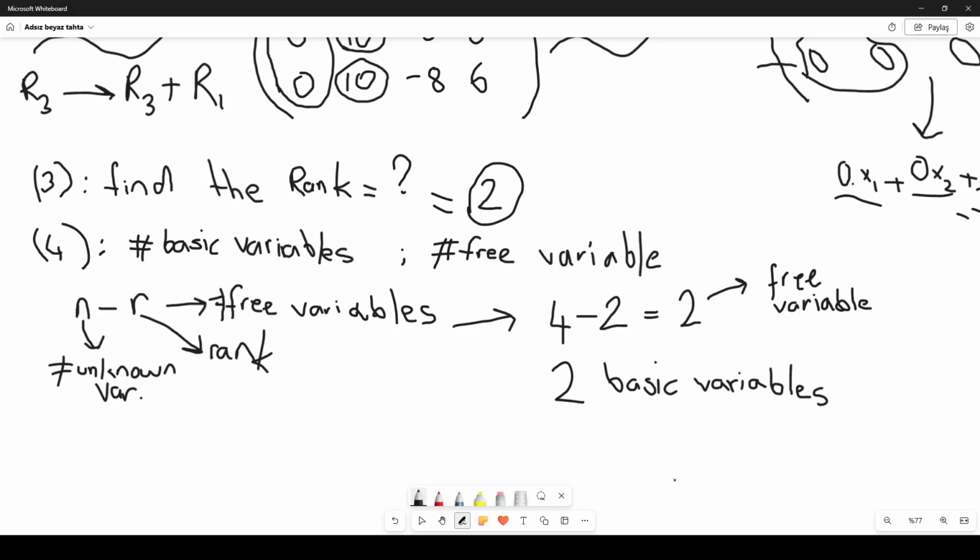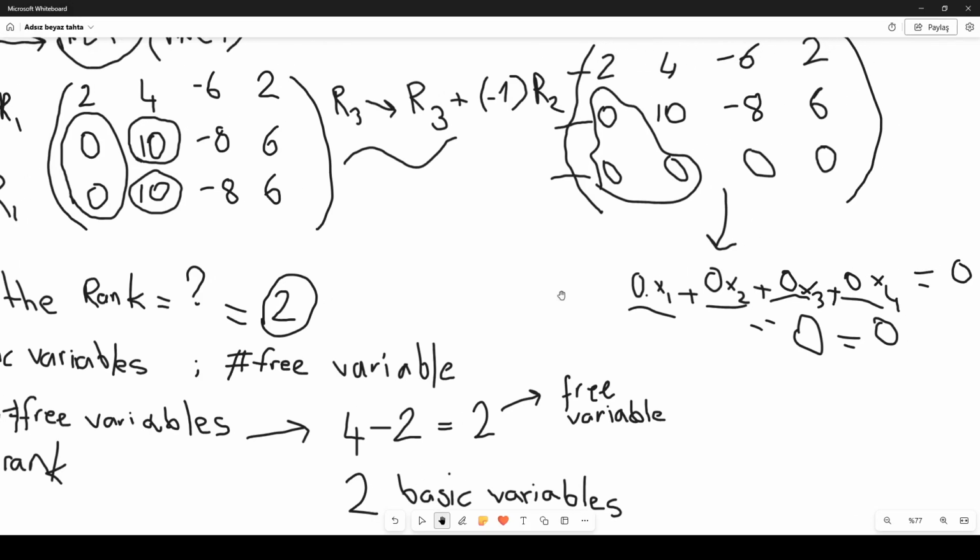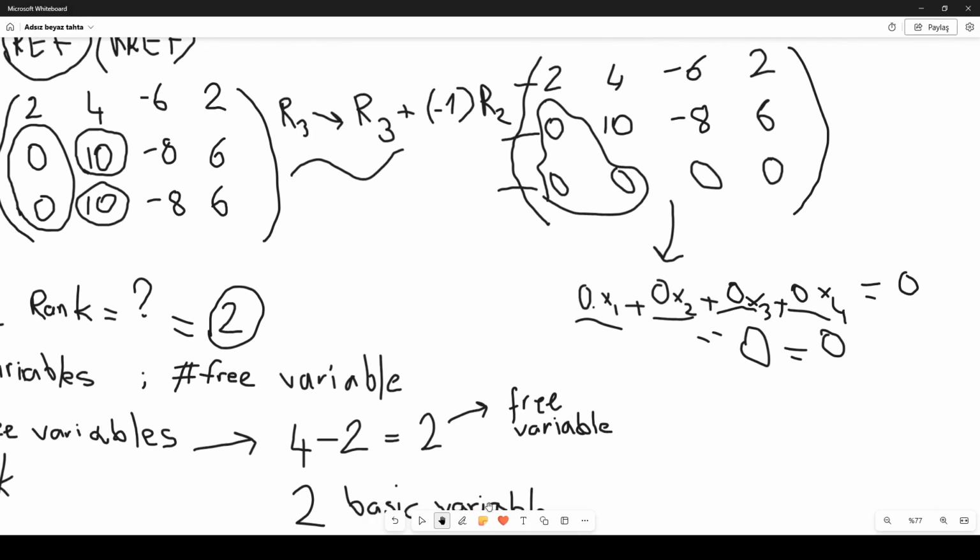But what is a basic variable and what is a free variable? Okay, let's get to that point. We know that each column in this echelon form is associated with an unknown variable, right? So the first column corresponds to the coefficients of the first unknown variable. The first column represents the coefficients of the first unknown variable in each equation.